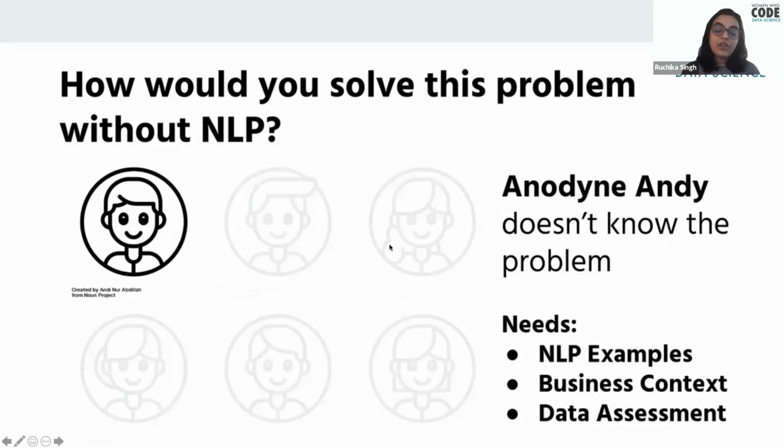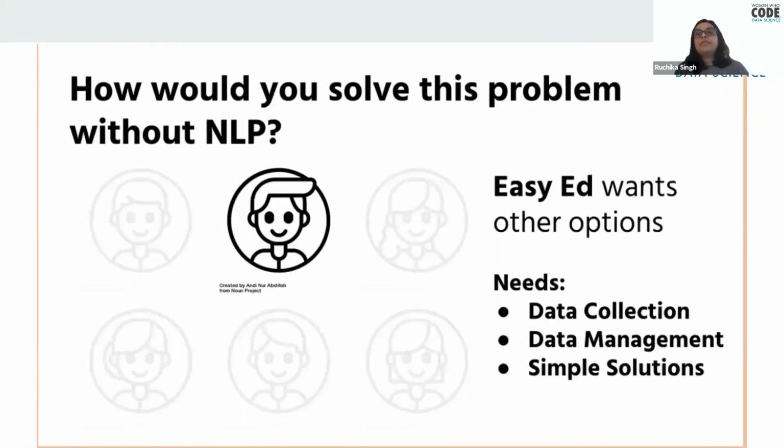Now, this is one kind of people you're going to deal with. Another kind of stakeholders are people like Easy Eds. I really find the names funny. Easy Eds are actually trying to solve for something else, but they believe that NLP is the solution. For example, somebody can come to you with 20 different PDFs and say, hey, I want a solution to get all of this data into tables.